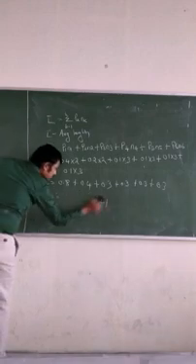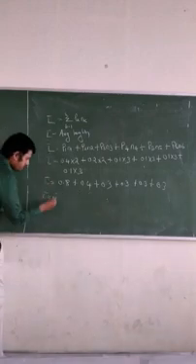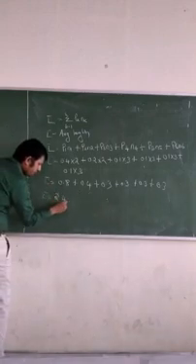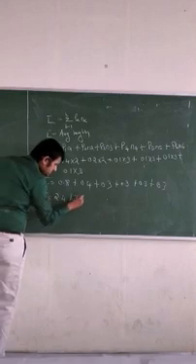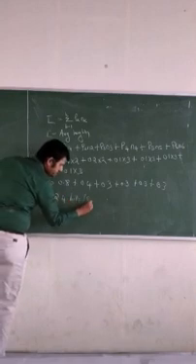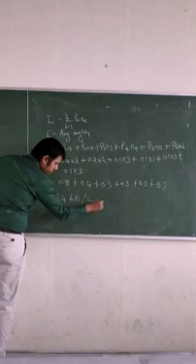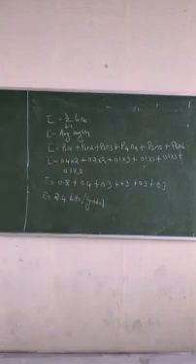One small change, it is nothing but 2.4. Please change it to 2.4 bits per symbol. I made a mistake, sorry. 2.4 bits per symbol, so this is the L bar value.